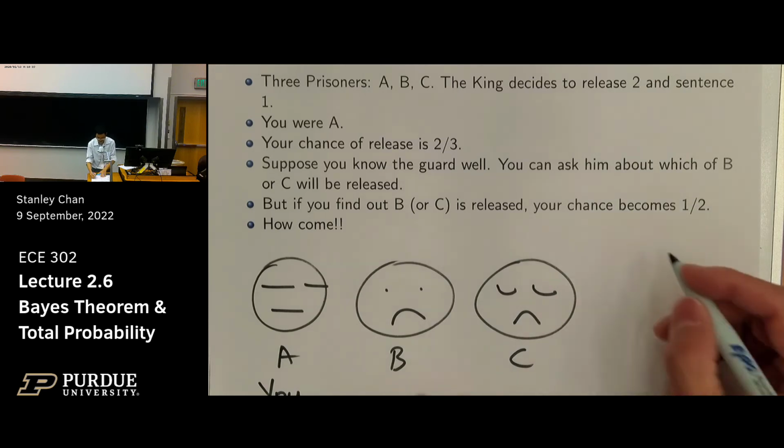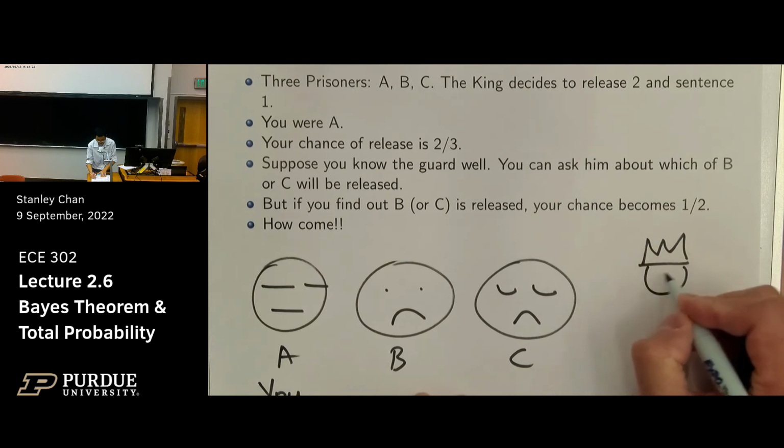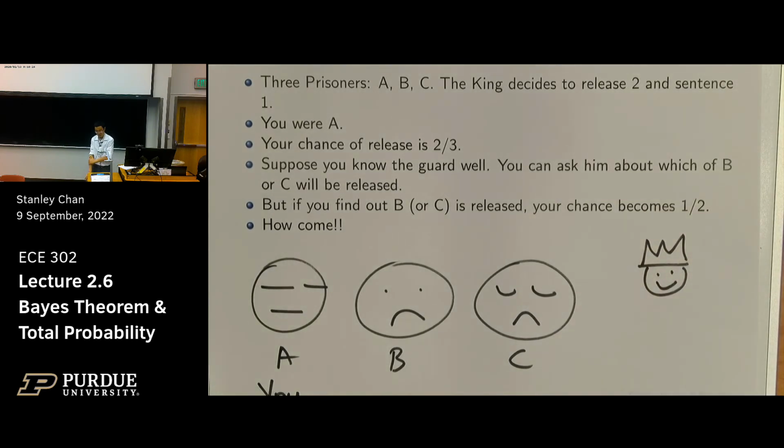So there's a king. The king is always happy, right? The king decides to release two and remove the other one. Your chance of release is obviously 2/3, because there are three people, you're one of them, and the king has decided to release two. So the chance of you being released is 2/3.